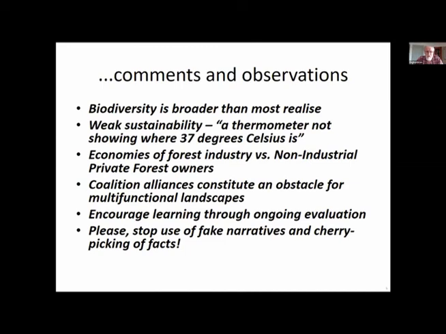And the solution is really to encourage learning through ongoing evaluation, to really define where we are in terms of different aspects of sustainable forest management. Where do we want to go? Are we moving there? Are we moving there fast enough?